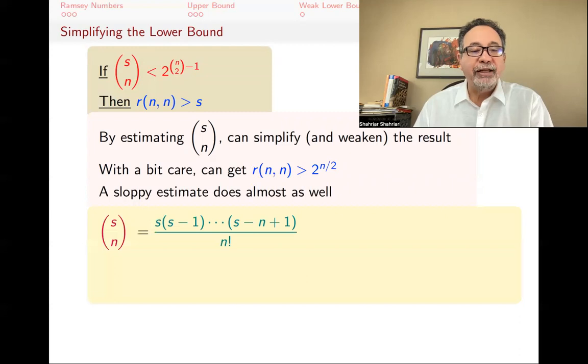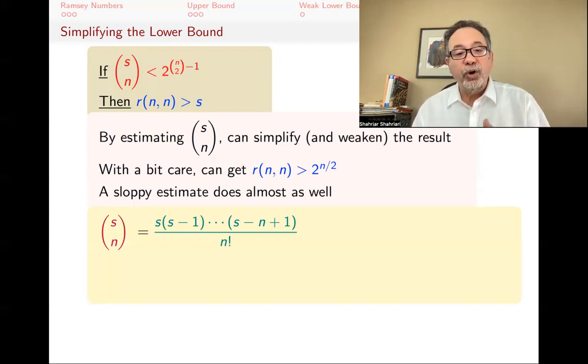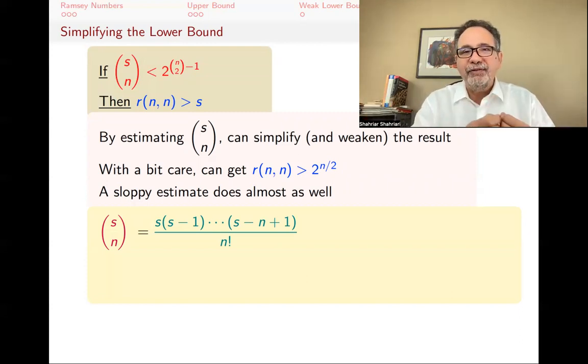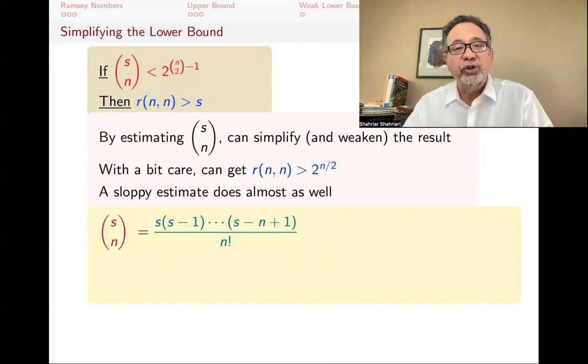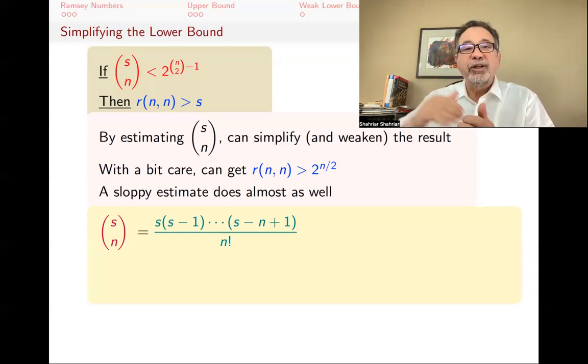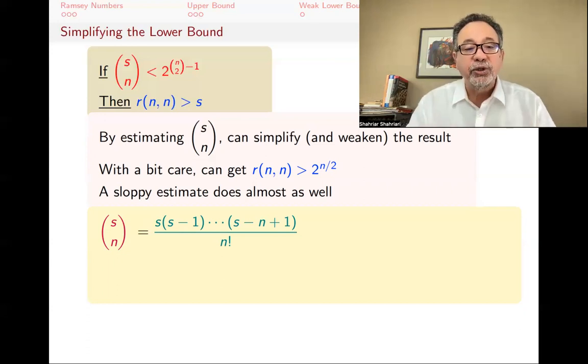S choose n, what is that? Well, that's S times S minus 1 times ... times S minus n plus 1 divided by n factorial, where it's S factorial divided by n factorial times S minus n factorial. But if you take the S minus n factorial and cancel those terms with the corresponding ones at the top, this is what you get.